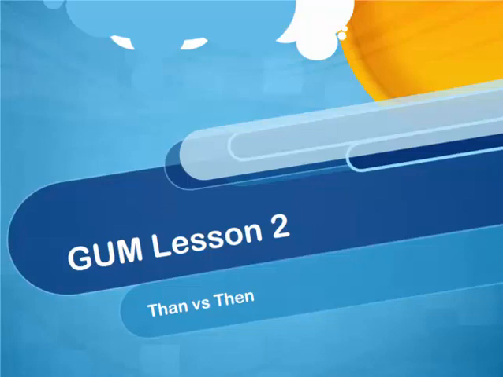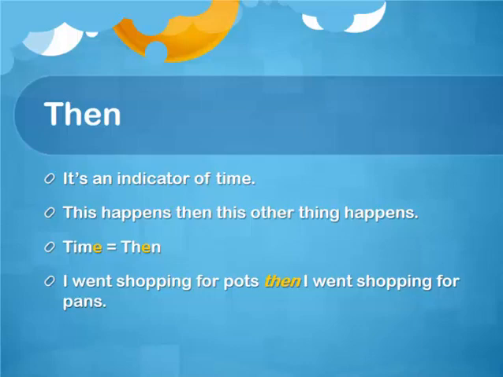Today's lesson is one that shows up frequently in student papers, and that's than and then. Start off with, we're going to look at then. Simply stated, it's an indicator of time. So in other words, this happens and then this other thing happens.